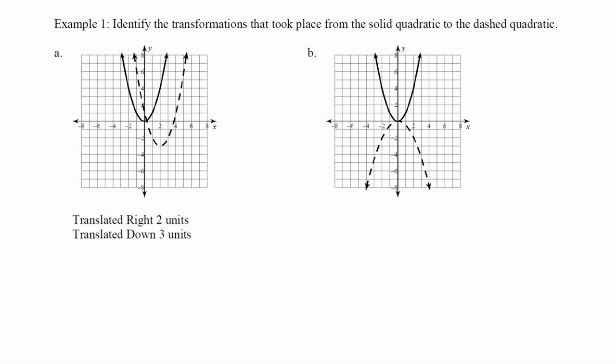For B here, obviously we have a reflection across the x-axis, but our vertex did not move. Now you notice that the dashed graph looks a little fatter than the solid graph. That's because we have been compressed. If the graph looks flatter, then we have compressed it. If it looks like it's been stretched or pulled, then we have a stretch.